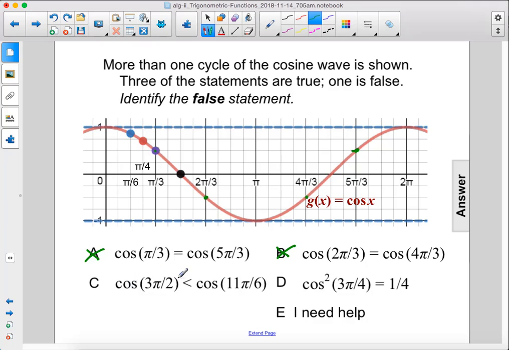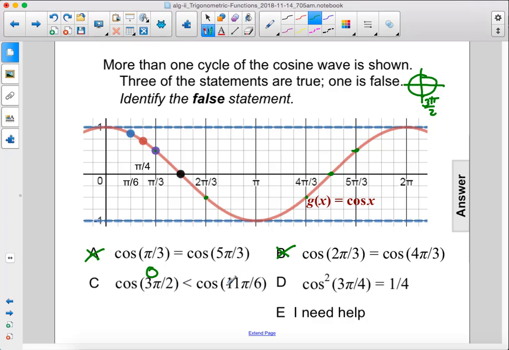Cosine of 3 pi over 2. So where's 3 pi over 2? That's 1/2 pi past pi. So if this is pi, 3 pi over 2 is going to be right here. And we know from our unit circle that 3 pi over 2 is this point right at the bottom. And we know that the cosine is 0 there, so that works out. So 0, which is what this is, is less than cosine of 11 pi over 6.